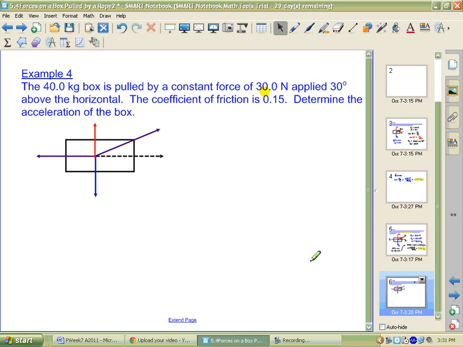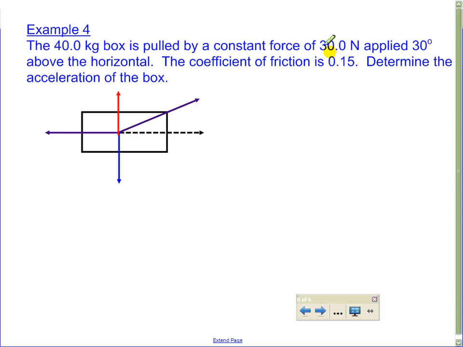Let me just scratch it out. 300 newtons, that's a typo. It's applied 30 degrees above the horizontal, and the coefficient of friction is 0.15. Determine the acceleration of the box.